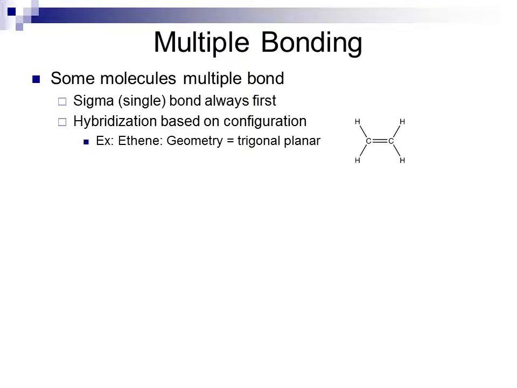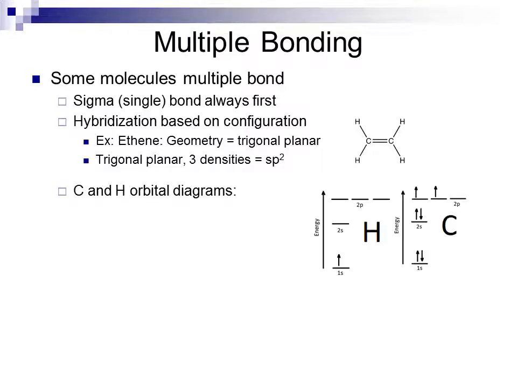So if I look at something like ethene, the geometry is trigonal planar. Each of those carbons forms a central point, and the hydrogens connect to them. A trigonal planar geometry has 3 densities: carbon bonded to another carbon, carbon bonded to hydrogen, and carbon bonded to another hydrogen. So those 3 densities then warrant an sp2 configuration. If carbon has an s and 3 p's, sp2 uses up s and 2 p's, which leaves 1 p left over.